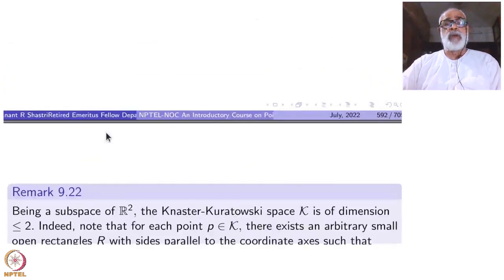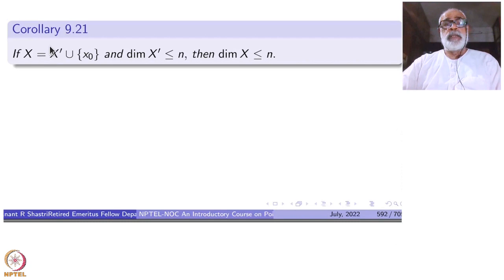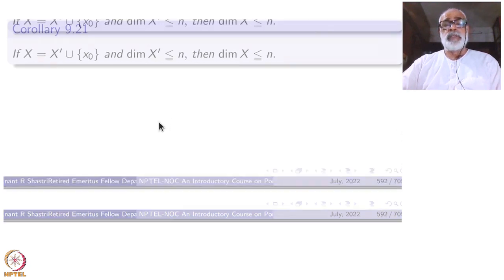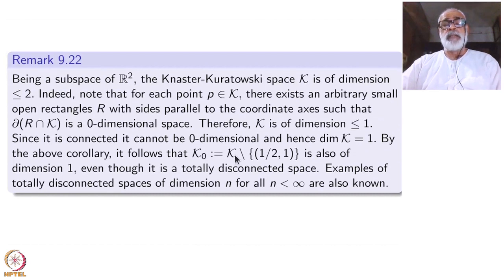Now, you apply this corollary, taking X prime to be K naught, namely obtained by subtracting the apex point (1/2, 1) from K. This is also of dimension 1, is what I want to claim here. Why? Because minus 1 is not possible, since it is non-empty. If it were of dimension 0, then after adding this point, K would also be of dimension 0. Therefore, this must already be of dimension 1.